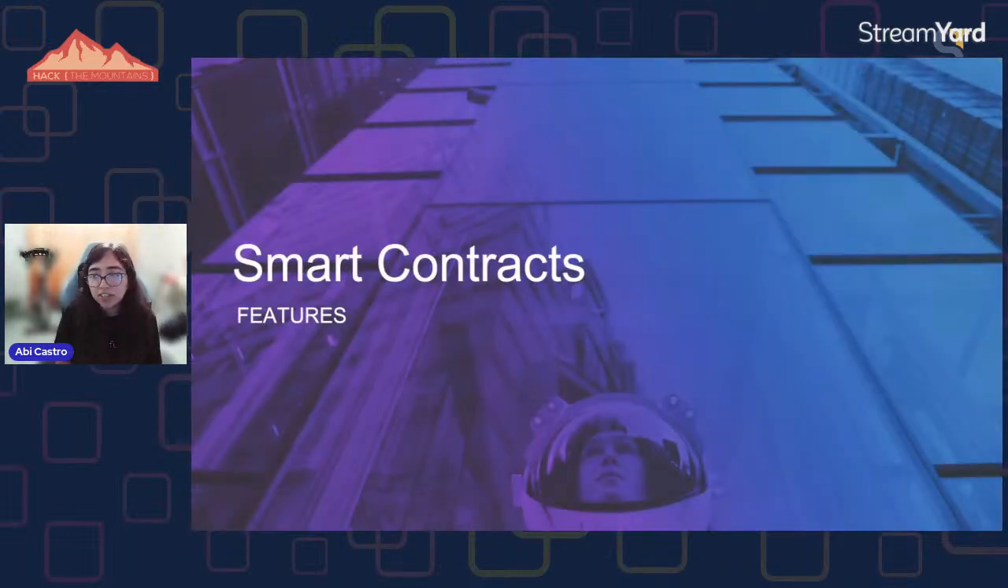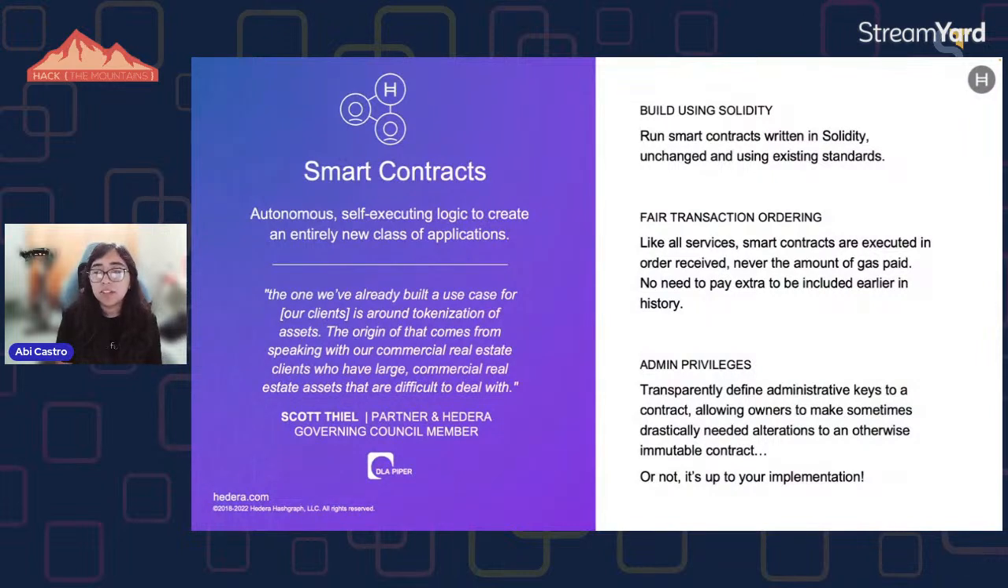Our smart contract service. Smart contracts are essentially self-executing contracts. They provide a lot of versatility. They create independence by removing the intermediaries, and they enable trustless transactions. On Hedera, you can run smart contracts that were written in Solidity, and they're executed in order received, and there's no need to ever pay extra to be included earlier in the history. There's also a choice to provide admin keys that will allow owners to make alterations to the contract.